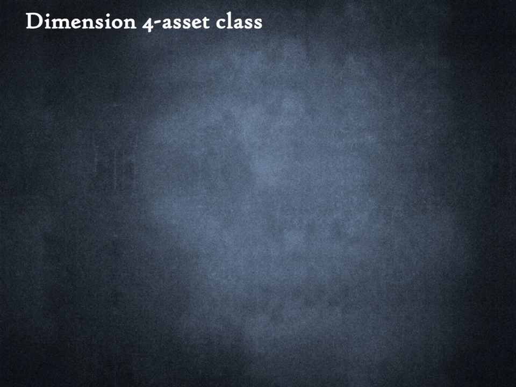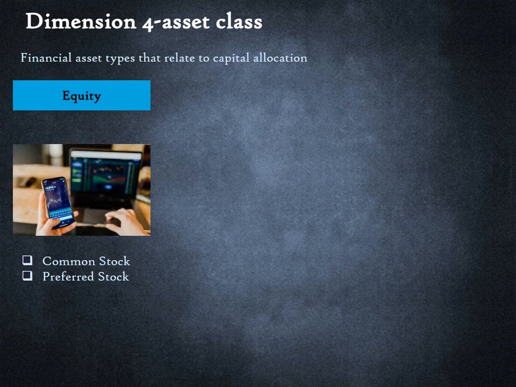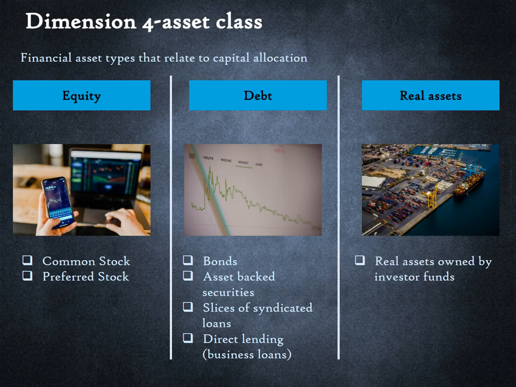The fourth dimension of capital allocation is the type of financial asset being traded. The sources and users of capital are the who of the two sides of a capital allocation transaction. The asset class is the what. Capital allocation instruments can be divided into equity, debt, and real assets.